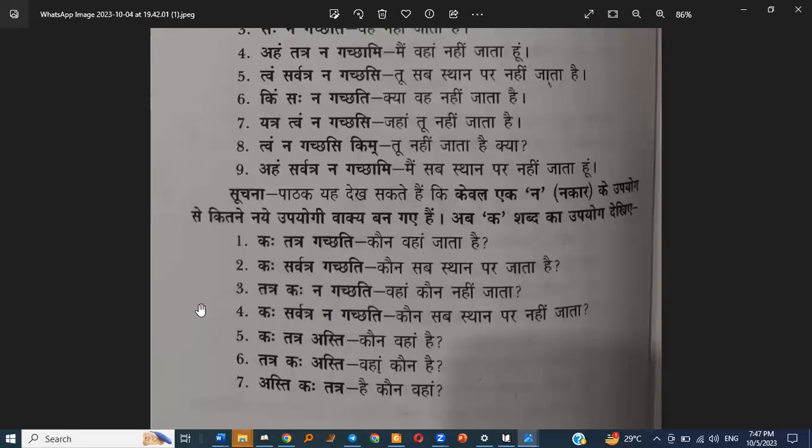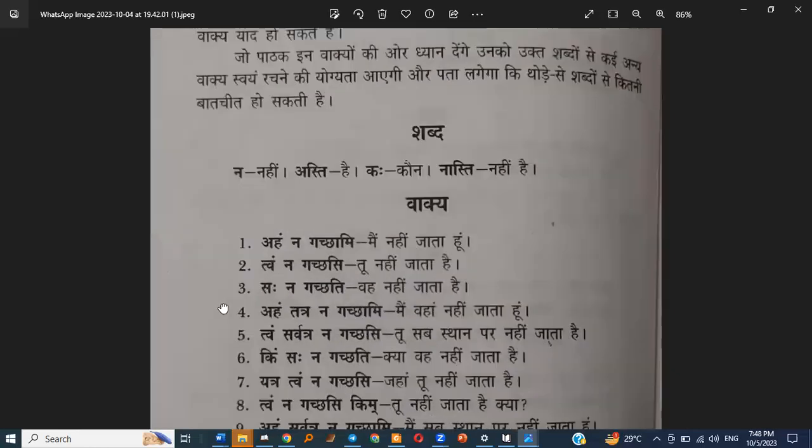See, these three simple sets of vocabulary words, and we can make, you know, many sentences from them. Combinations, the na element, you know. Kaha sarvatra na gachati, who doesn't go everywhere. Kaha tatra asti, who is there. Tatra kaha asti, the same thing, who is there. Asti kaha tatra, the same thing, like in English literally, is who there. So who is there. So Sanskrit is such, we can put any word in any pattern. So this was the first exercise.